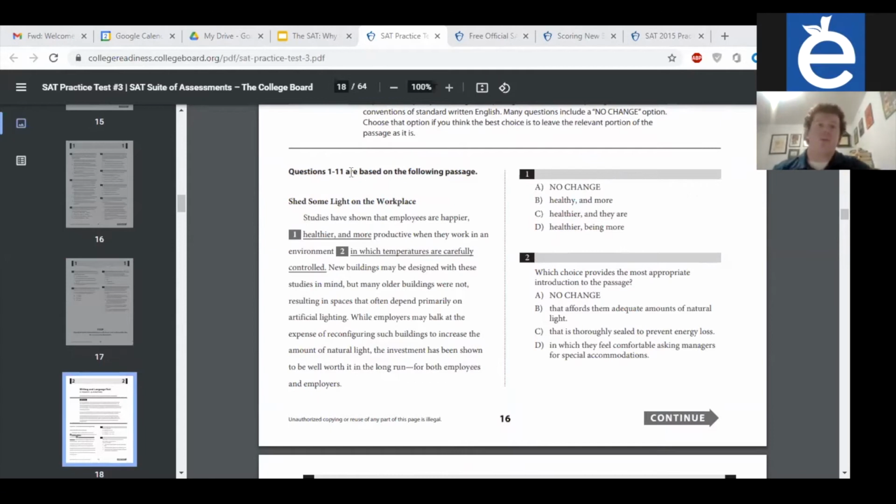So let's look through 1 through 11, which are the questions that apply to this passage. You can see number 1. That's going to be a question probably about punctuation.